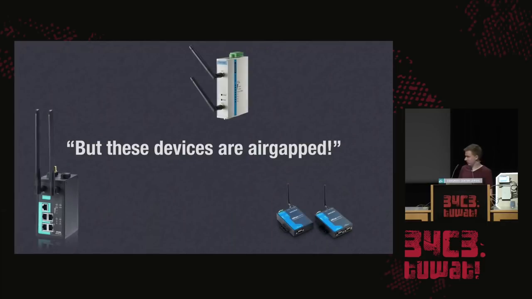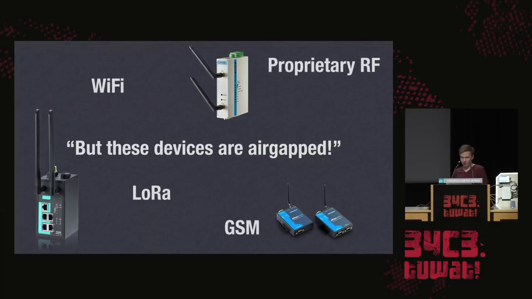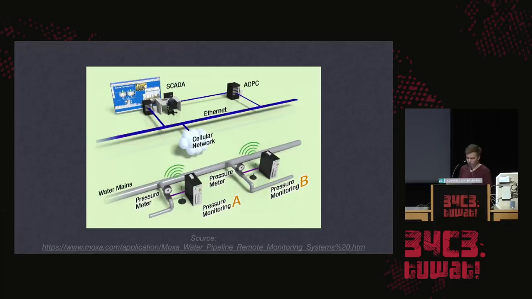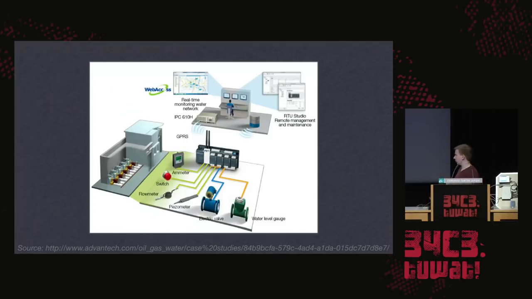But that's not really true, because a lot of these devices, while they might be air-gapped, also have antennas, and they are interconnected by a ton of different wireless protocols, such as Wi-Fi, LoRa, or GSM, or even proprietary radio links. Even the case studies show that in this case, you would have a monitoring network that's connected via the cellular network to control the water mains and check the pressure. Or even worse, they recommend that you connect actors like valves and water level gauges and so on over GPS, which we know is not a secure protocol to do anything that could be critical.